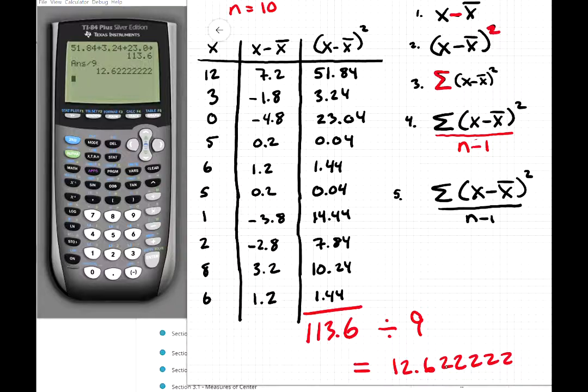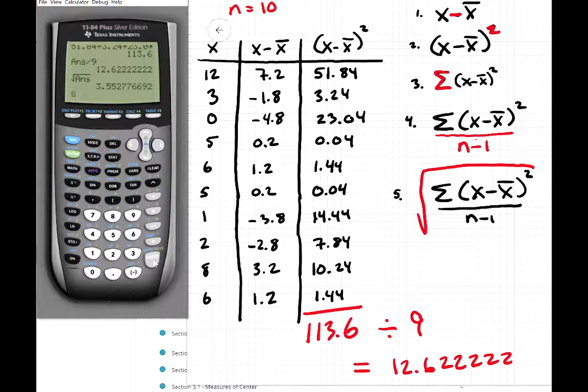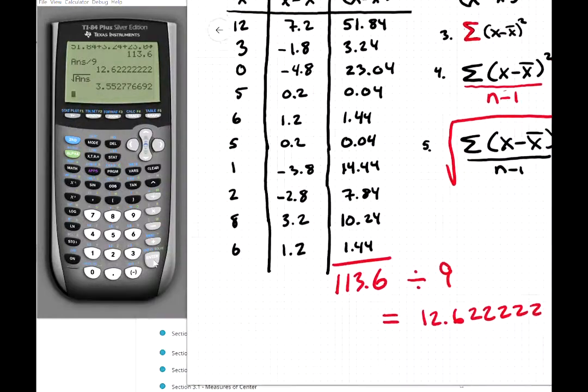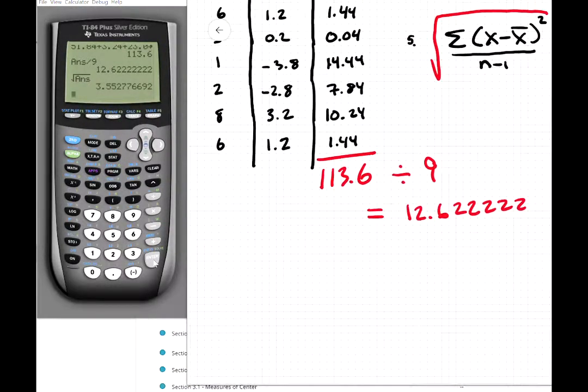And the last thing to do in this formula is take the square root. So, second square root, second answer. Okay, we'll take the square root of the answer. And we have our standard deviation. Now the rounding rule says use one more decimal place than your original data. Our original data was whole numbers. So we'll round our standard deviation to one decimal place.